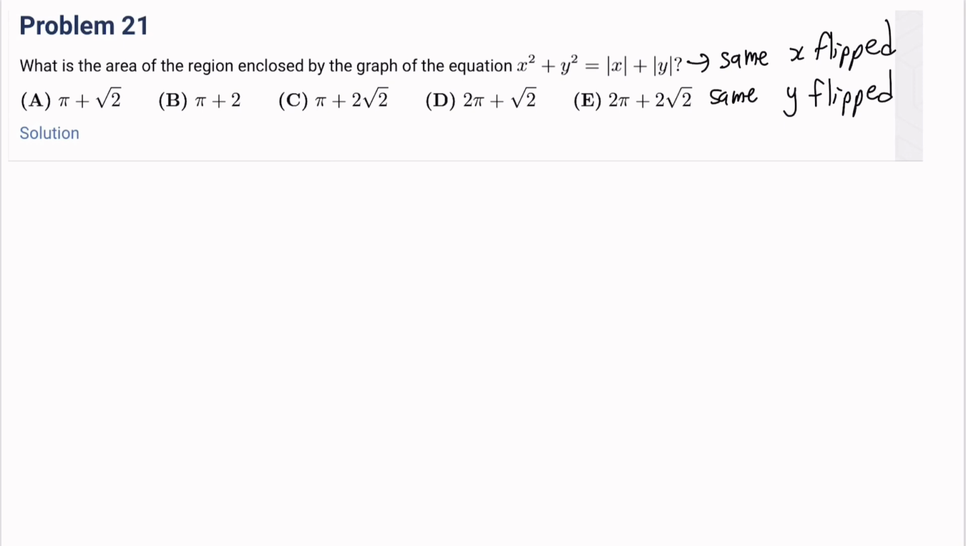And let's see what we have. If x and y are both positive, right? Then x squared plus y squared equals x plus y.